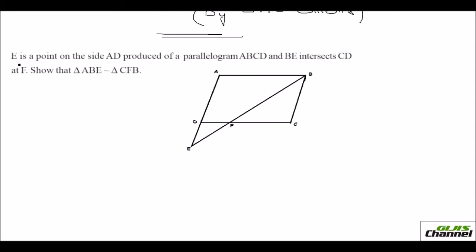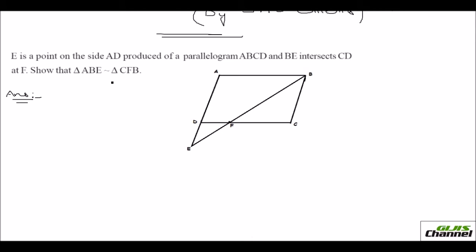Here it says E is a point on the side AD produced of a parallelogram ABCD. So you first draw the parallelogram ABCD and you have to produce AD till a point E, and you draw BE. From E you just draw BE intersecting the side CD at F. I have just drawn the picture already and marked all the points which they've given you, and now we need to show that the triangle ABE is similar to triangle CFB.